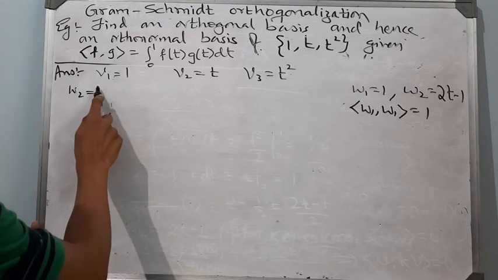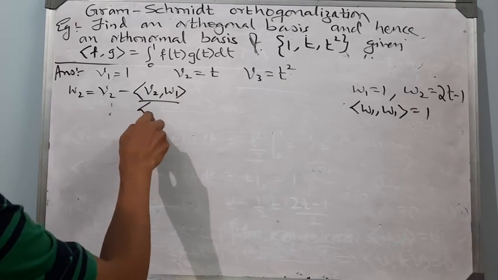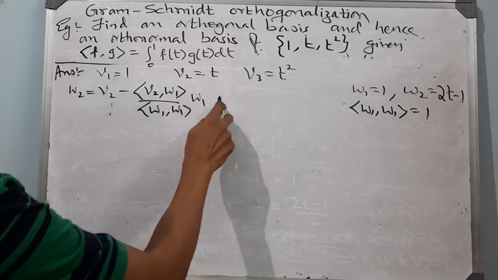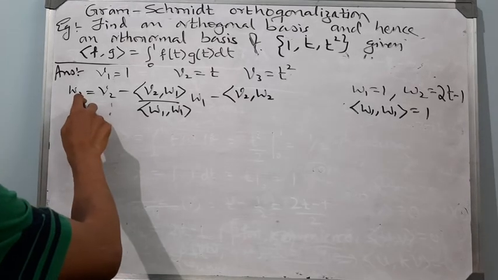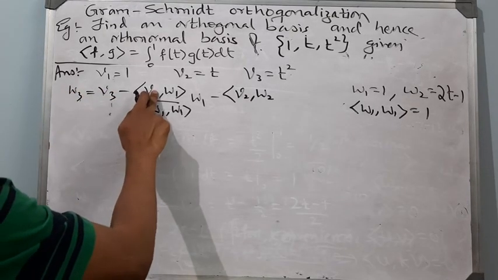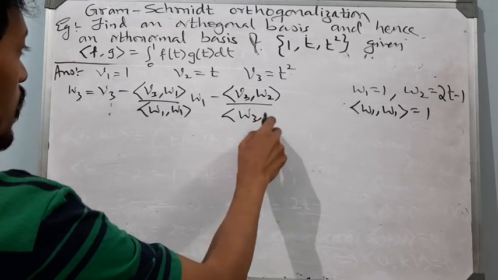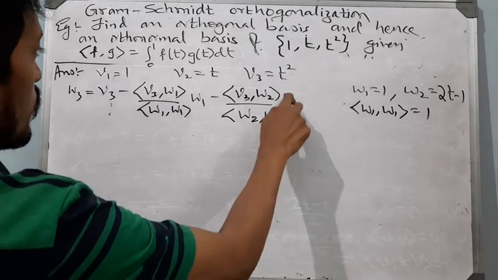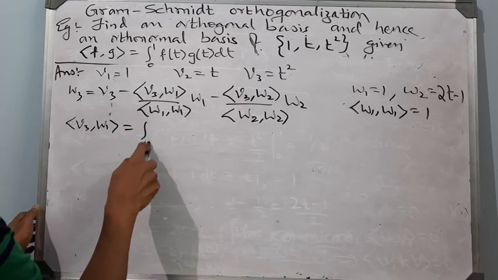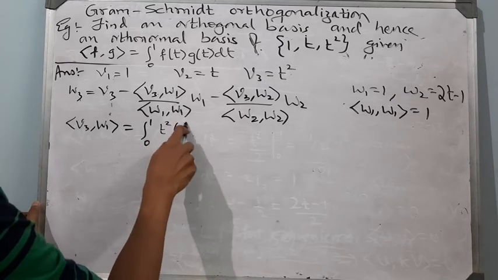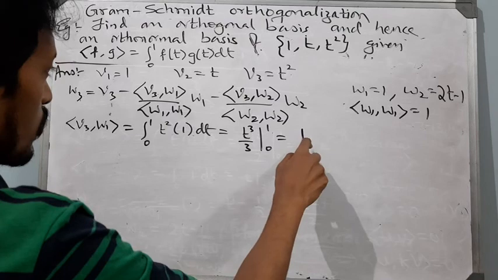Now W3 is V3 minus inner product of V3 W1 over inner product of W1 into W1 minus inner product of V3 W2 over inner product of W2 into W2. Now inner product of V3 W1 is integral 0 to 1 t squared into 1 dt, that is t cubed by 3 from 0 to 1, which is 1 by 3.